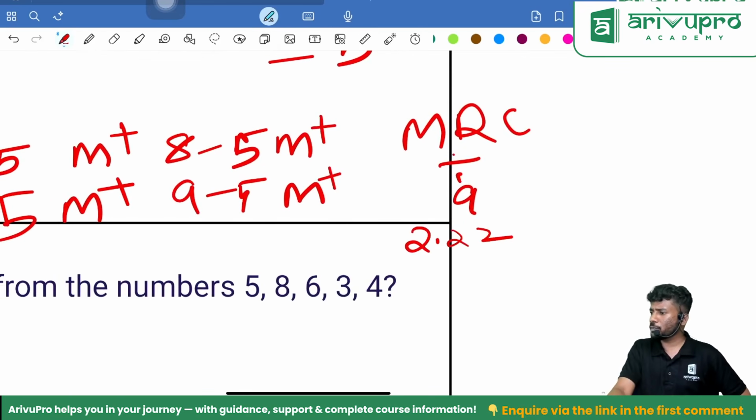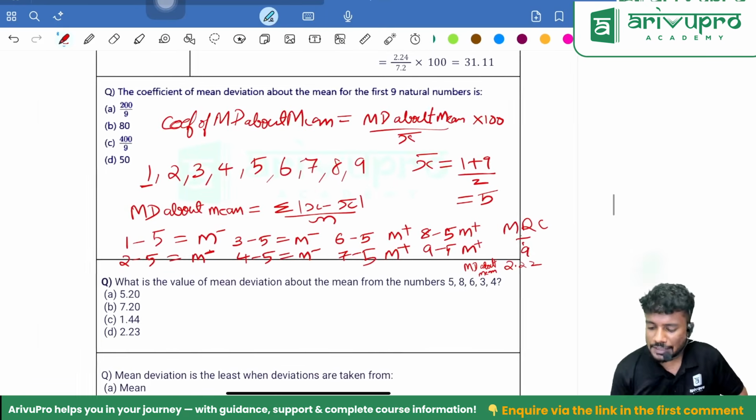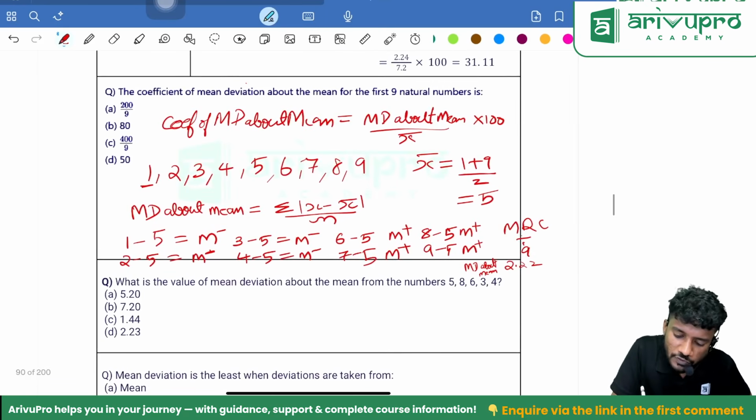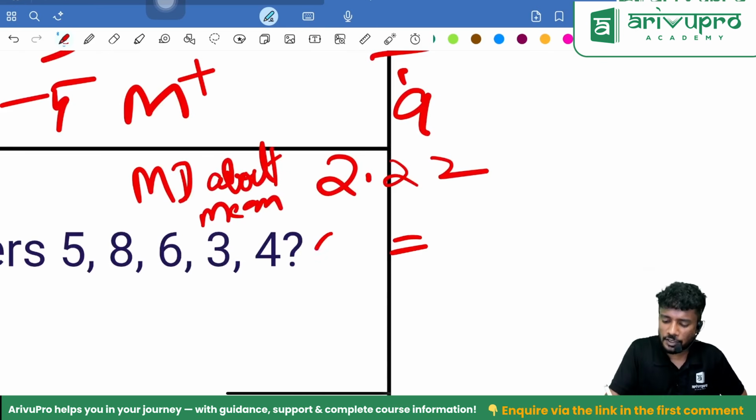2.222. Everyone got 2.222? That is mean deviation about mean. Yes. Now, not median, mean. Then, what is coefficient of mean deviation? Very easy. Coefficient of mean deviation is nothing but 2.22 divided by 5 into 100.